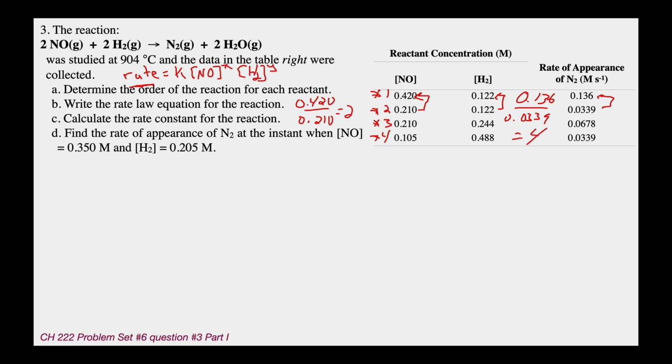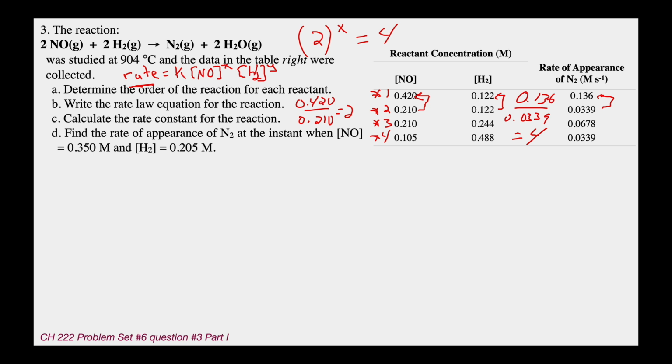So look at the 2 and look at the 4, all right? We're changing the reactant NO to twice what it was, all right? We're going from 0.210 to 0.420. And remember, this NO is going to be affected by a factor X. That's the order of reaction. And 2 to the X is going to equal a change in the rate of 4.